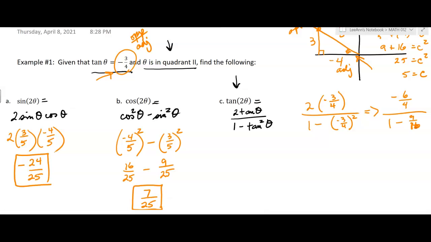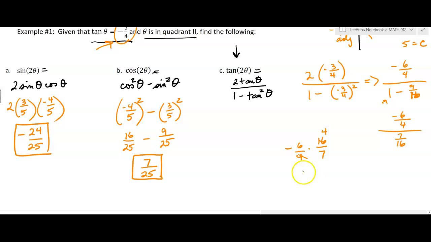So what's that give us? Well, think of your 1 as 16 over 16. So in the denominator, you're going to have 7 over 16. And then you can invert and multiply. So negative 6 over 4 times 16 over 7. So let's see, 4 goes into 16 4 times. So I think I'm going to get, I was trying not to run out of room, negative 24 over 7. And then that would be the tangent of 2 theta. Okay? So I probably should have written these out. I'm kind of out of room now, but it's the tangent of 2 theta. That's what you found. Okay?